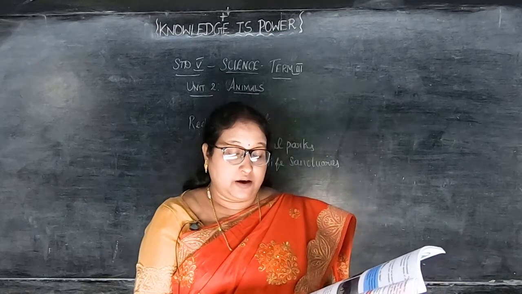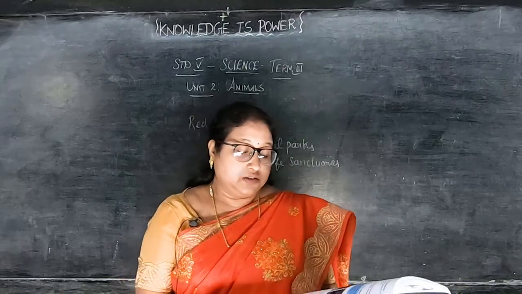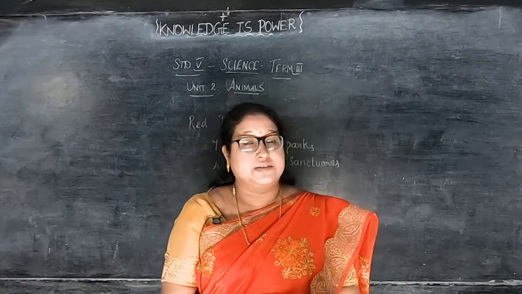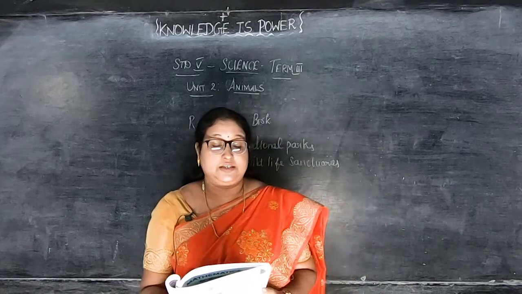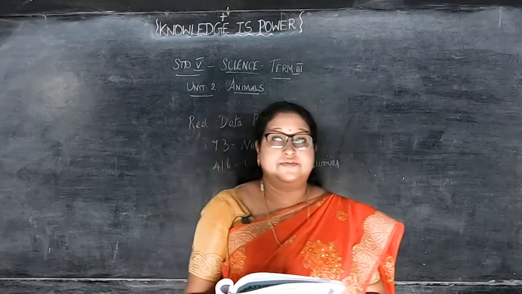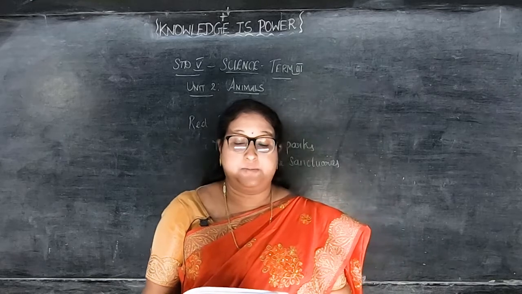Major wildlife animal found here is tiger. So which animal is found in Mundanthurai Wildlife Sanctuary? Major one, tiger. Then Anaimalai Wildlife Sanctuary, it's located in Indira Gandhi Wildlife Sanctuary. It is situated in Coimbatore district.